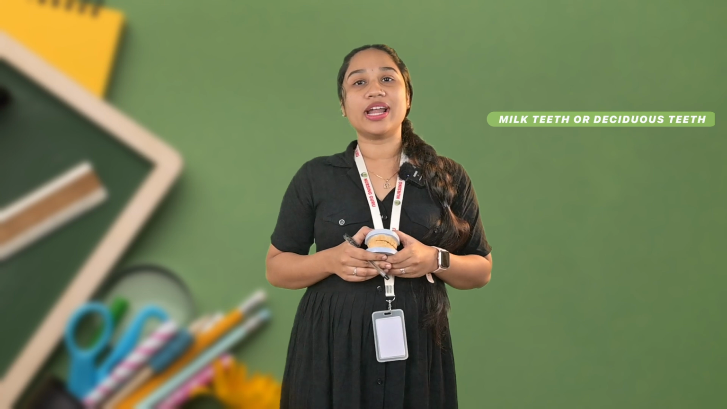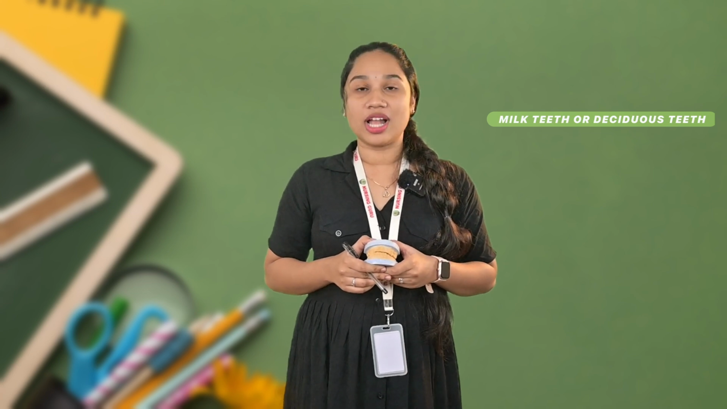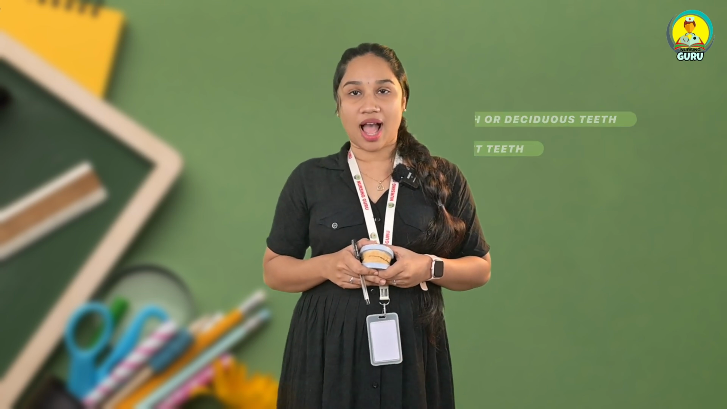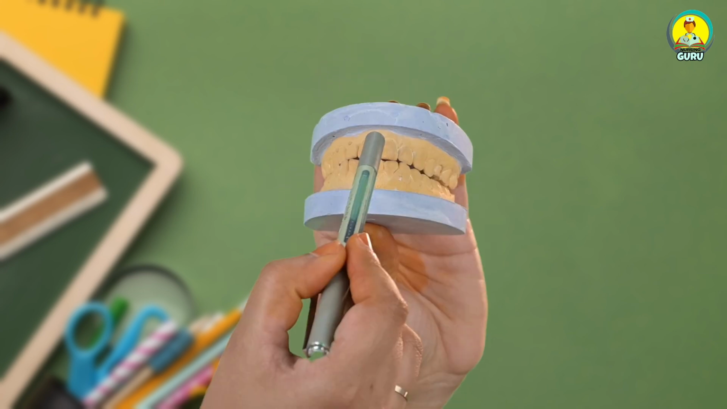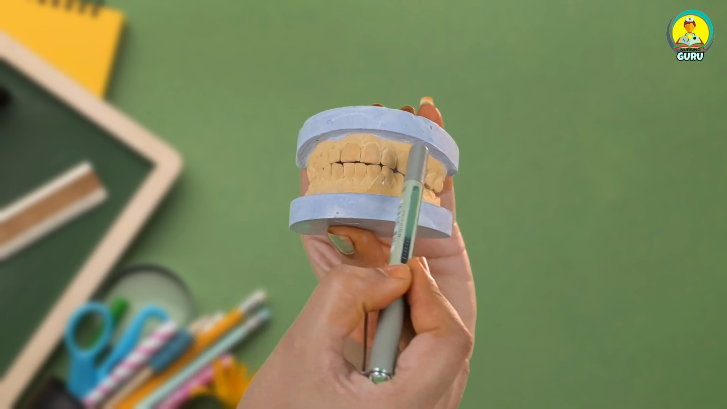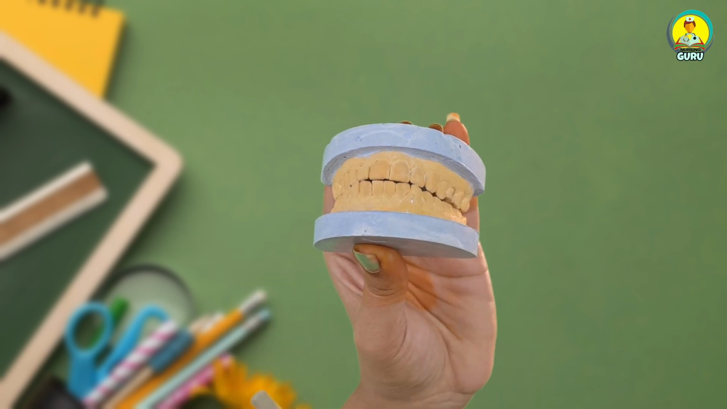The teeth of the first set are known as milk teeth or deciduous teeth, and the second set as permanent teeth. The deciduous teeth are 20 in number, 10 in each jaw. There are 2 incisors, 1 canine and 2 molars in each half of the jaw.